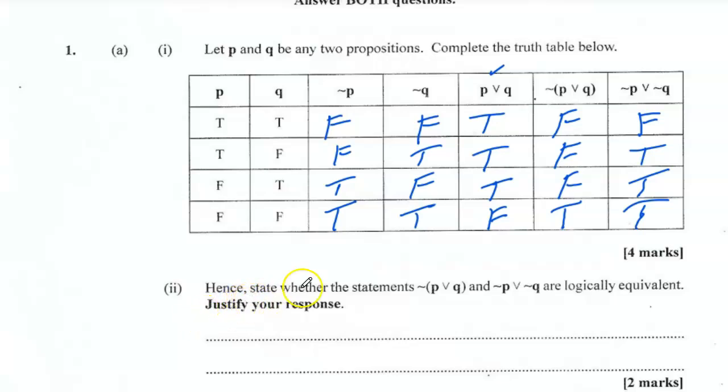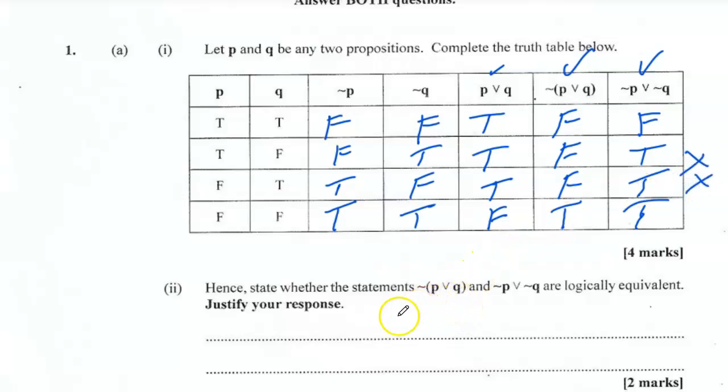Hence, state whether the statements not (P or Q), which is this column, and not P or not Q, this column, are logically equivalent. So two statements are logically equivalent if the truth values are the same. Notice the truth values are not the same. This is false, false, and this is false, true, false, true. So these are not the same truth values.